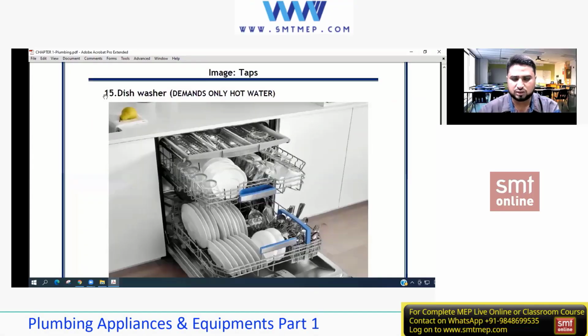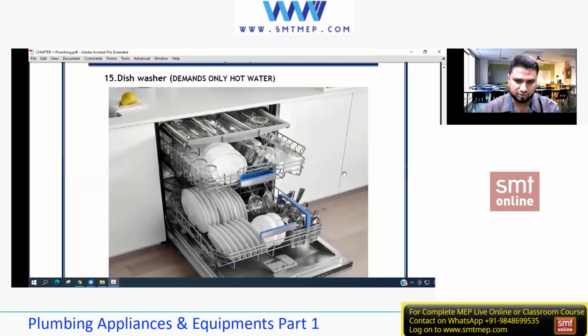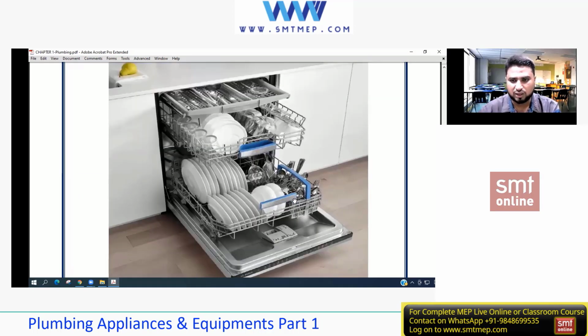So the 15th fixture in the plumbing industry, what we see commonly, which can be seen in residential or commercial areas, is the dishwasher. It's not actually a fixture, I can say it's equipment, but again, we're not only limited to fixtures. I said chapter number 1 is named plumbing fixtures and appliances. So I can say this is an appliance, a machine, or equipment. So this is a dishwasher.